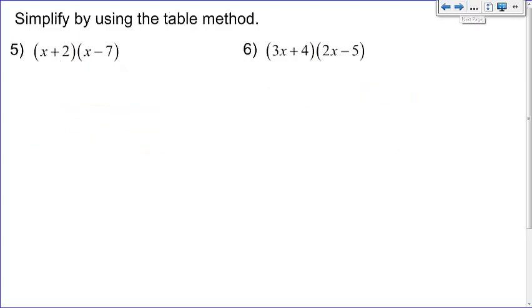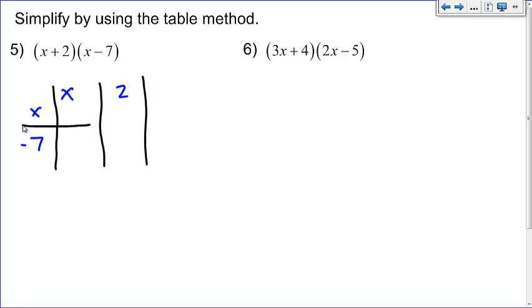All right, and then the third method, the table method. So what we'll do here is let's go ahead and set this up. I'm going to do an x and a 2, and then an x and a negative 7. Now it doesn't matter which term goes on the top and which term goes on the left. It just matters that all terms get included.